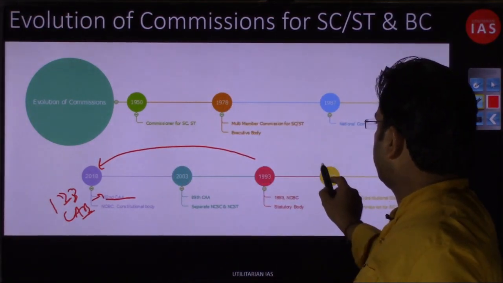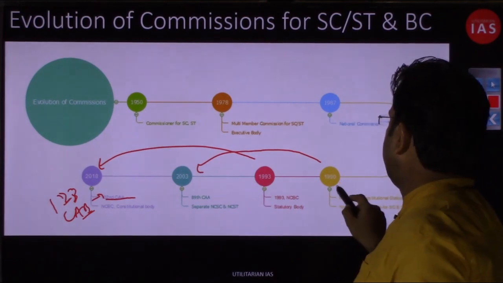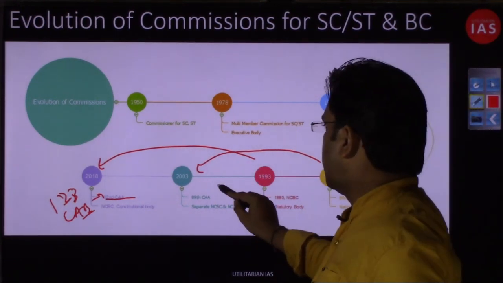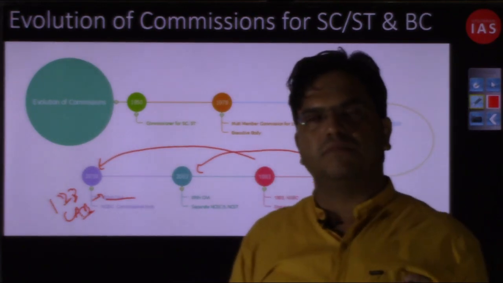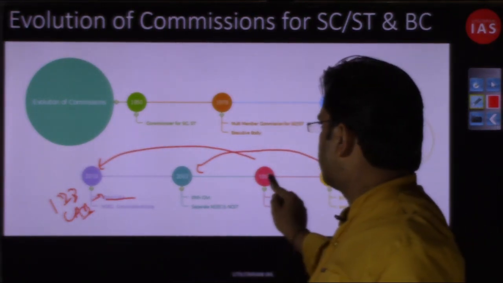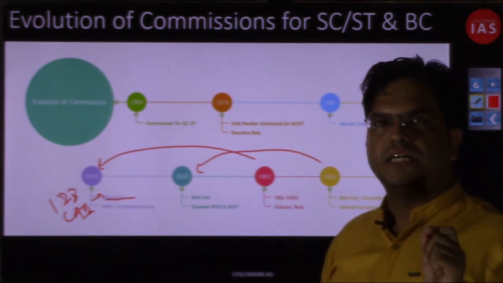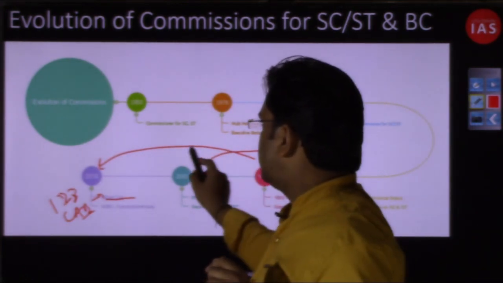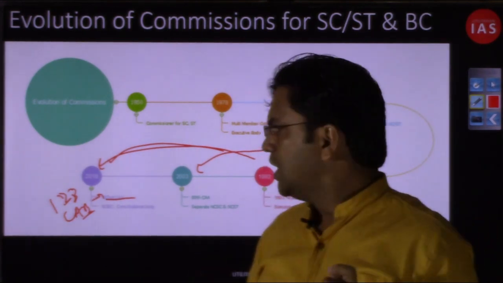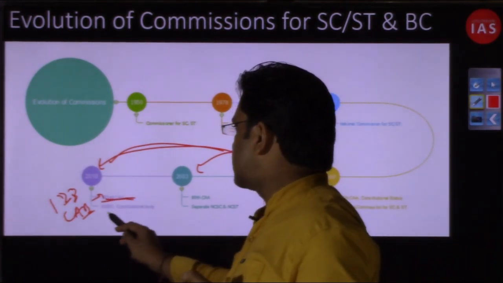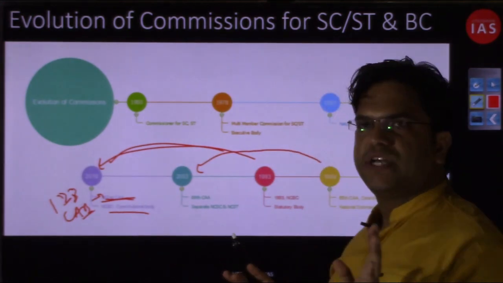Now, if I talk about amendments to this body, until now I was talking about the NCBC, the National Commission on Backward Classes. In 1993 it was granted statutory status, and then in 2018, through the 102nd constitutional amendment, it was granted constitutional status, right? So that was about NCBC.